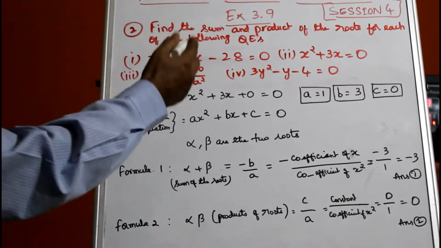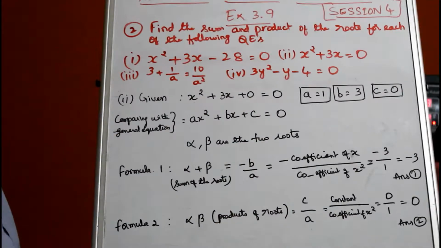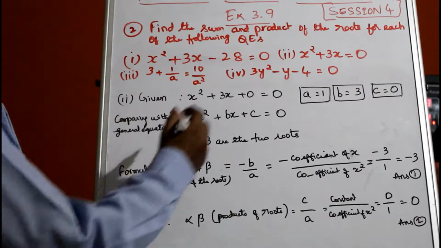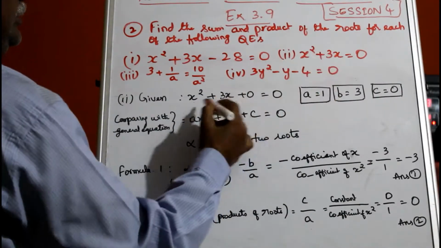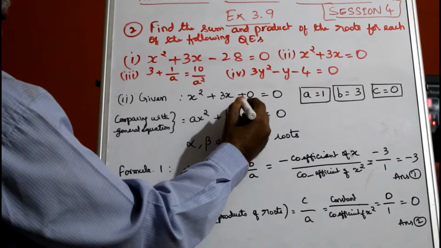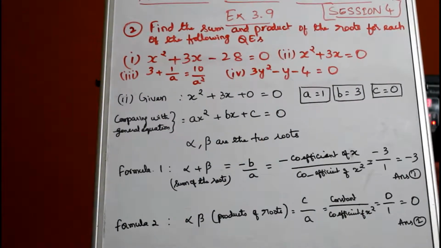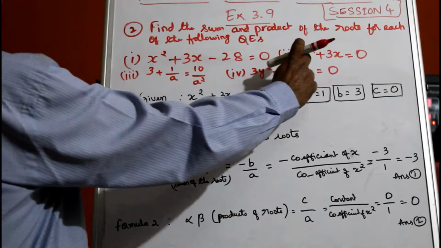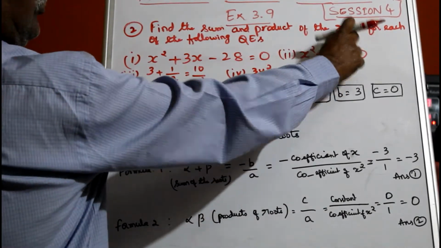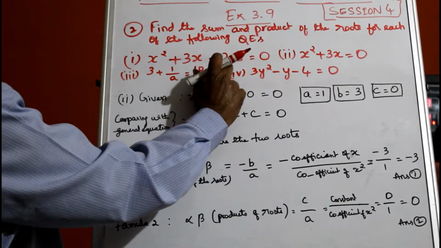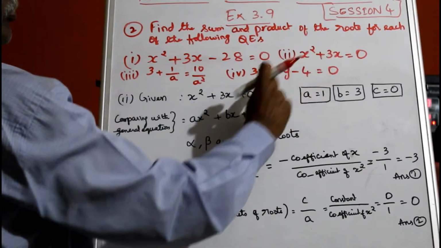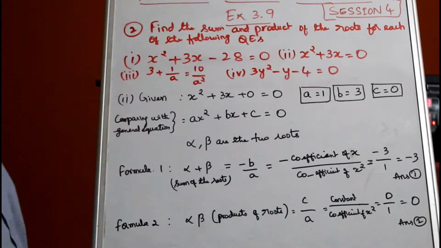Again we'll go to the next sum. You have to find the sum and product. The given question is question number 2. The question says x square plus 3x. There is no constant, so put plus 0 equal to 0. Again I repeat, there is an x square term, there is an x term, there is no constant. The constant is missing, means you put plus 0 equal to 0.